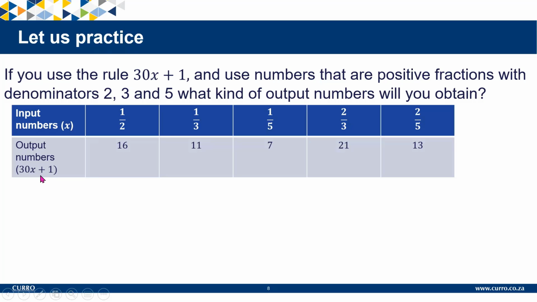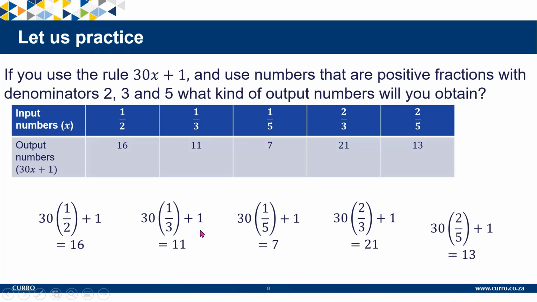So the input value is substituted into a formula to give another value, the output value. So let's substitute. Instead of the x, there will be a half. So 30 times a half, or half of 30, is 15 plus 1 is 16. So there's our output number. We'll do the rest quickly. A third of 30 is definitely 10 plus 1 is 11, etc. So there are my output numbers.